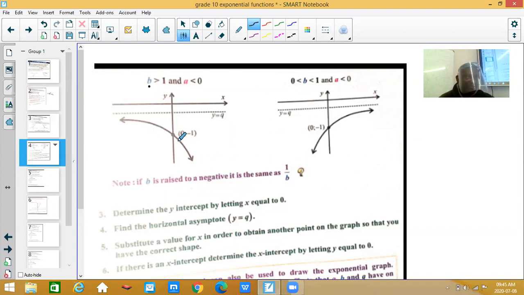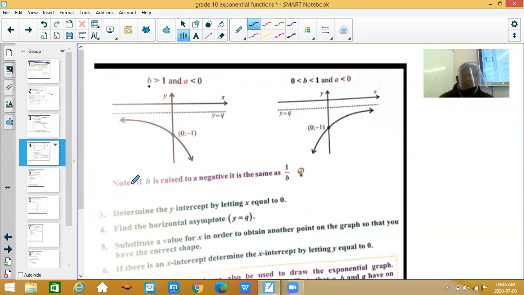Now, if you come on to this one, you analyze that if a is a negative number and b is a fraction, our graph will go like this, below. This is the line of asymptote. Now, is this increasing or decreasing? This one is an increasing one. Are you getting the point? Now, those are the two steps.